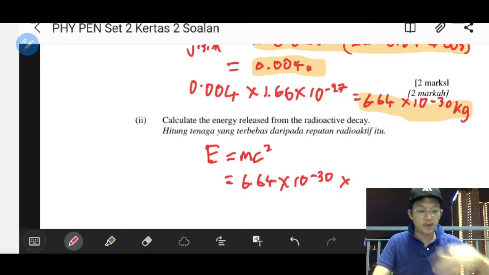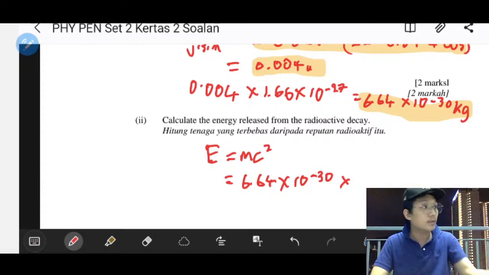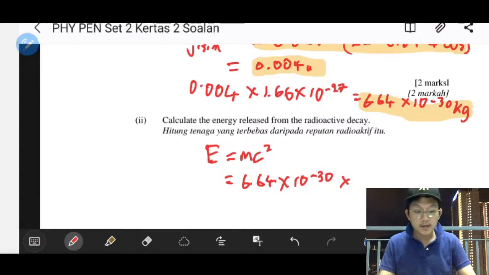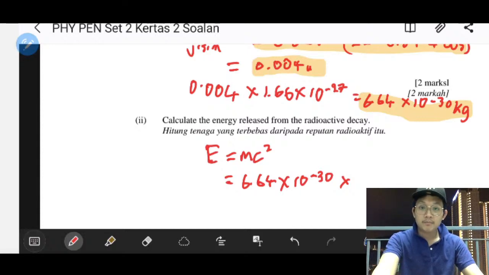And then we're good to go. I'm not going to talk about the answer because if I want to talk about the answer, I have to use the calculator and calculate. So I'm not going to do it. Okay? So you guys get the answer. Alright, so now we are at question 4.